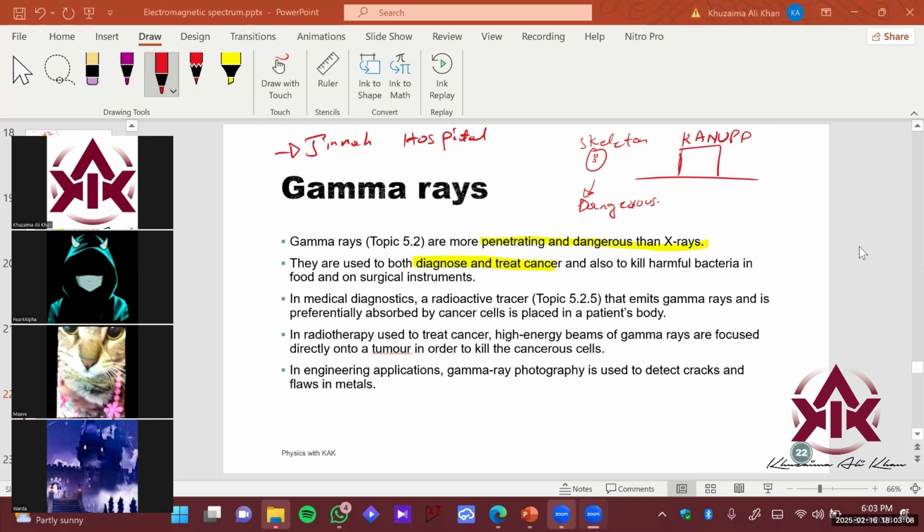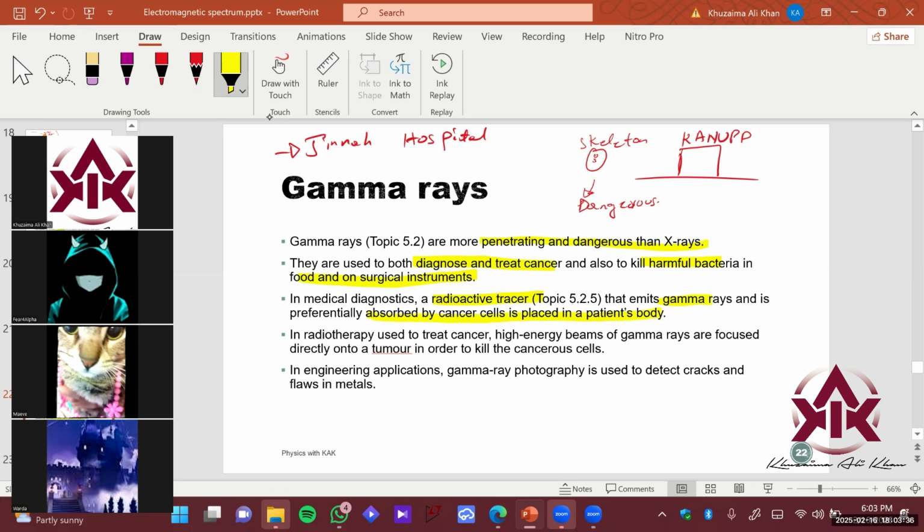We have human error that is around 0.05 seconds. That's way too much, right? So how can it kill cancer cells? It can also kill harmful bacteria in food and on surgical instruments, right? So how is it getting used? So in a radioactive tracer, which is a machine which emits gamma rays, okay, and is absorbed by the cancer cells in a patient's body, right?